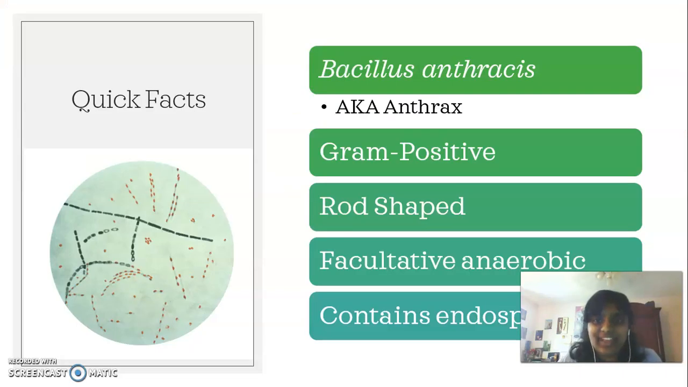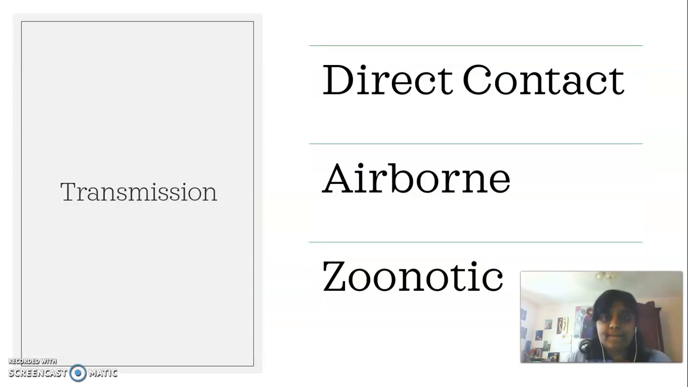So, just some quick facts about the bacteria. Its formal name is Bacillus anthracis. It's a gram-positive rod-shaped bacteria, and it's facultative anaerobic, which just means that it can live in areas with low oxygen concentrations, and then it also contains an endospore.